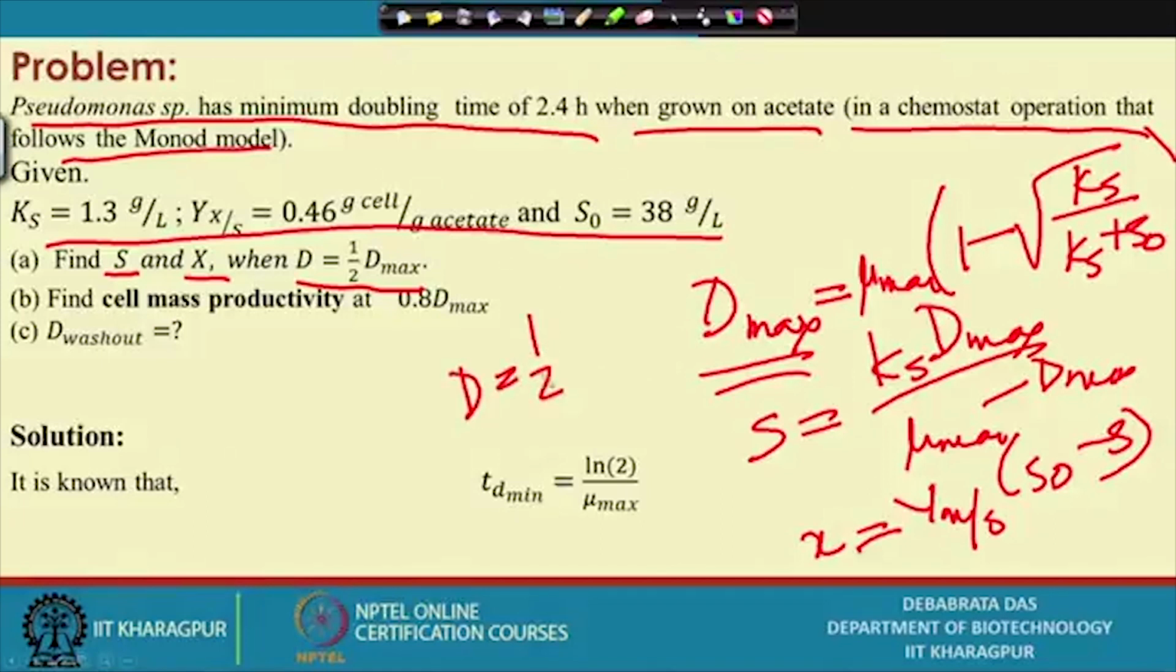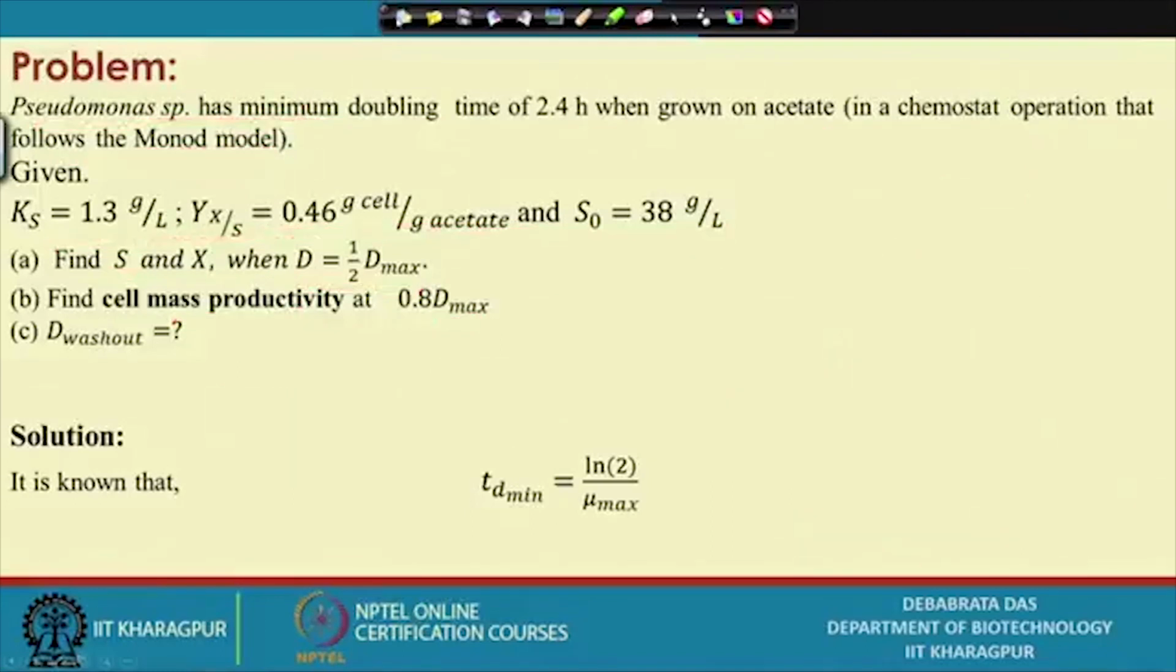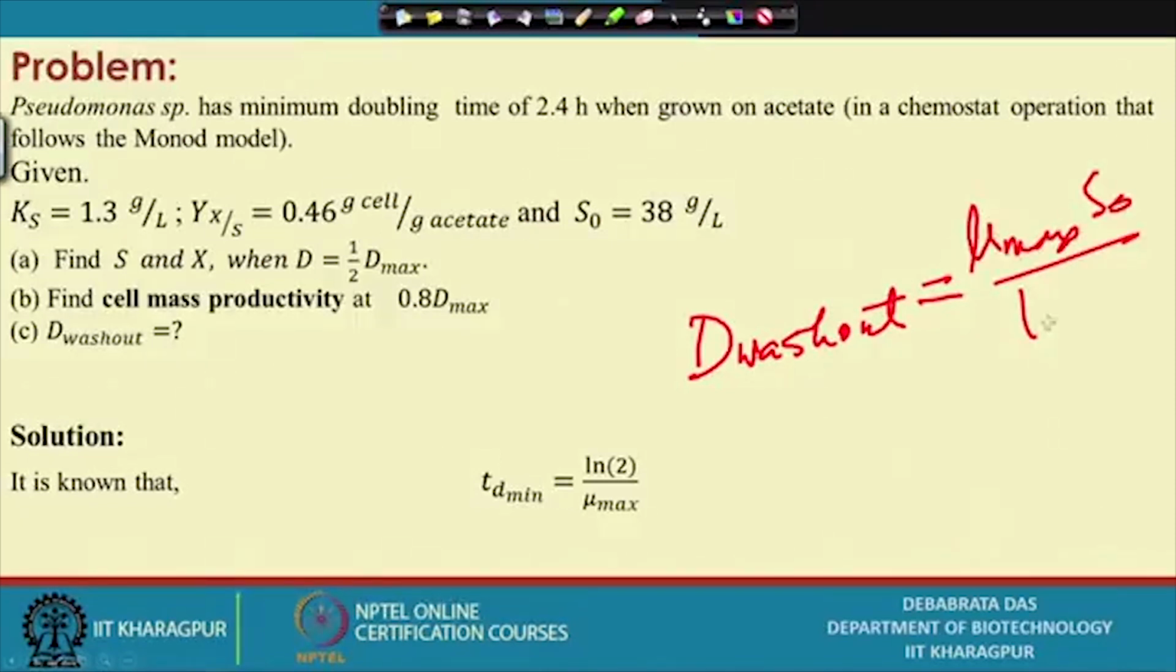When D is equal to half of Dmax, then you can find out also the value of S and x. And once you know that, then we can find out the value at 0.8 Dmax. Then you can find out the cell mass productivity. What is the cell mass productivity? D into x. And what is the cell washout? At washout there is no cell present in the reactor, then S will be S0, then the equation will be mu max S0 by Ks plus S0. So I hope it is a very simple problem. I hope everybody can understand it.